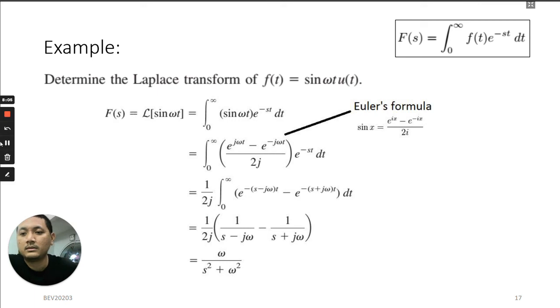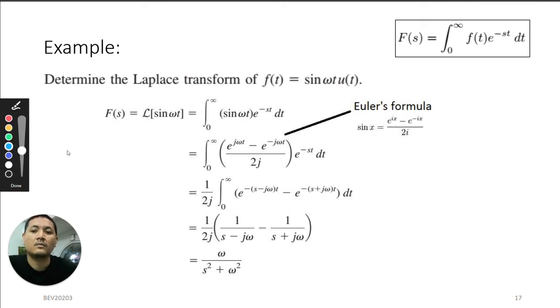Alright, so next, determine the Laplace transform of f(t) equals sine omega t times u(t). This is slightly more complicated. Same thing, since we have u(t) here, we integrate from 0 to infinity, because this signal f(t) only exists from 0 to infinity. So here we replace f(t) with sine omega t. This is what we need to solve now.